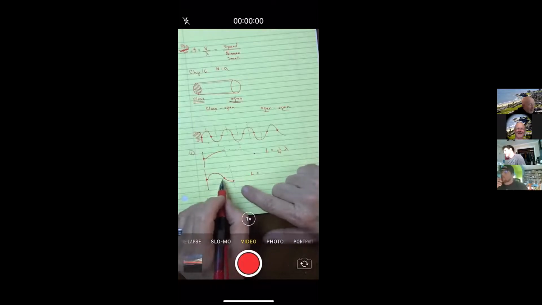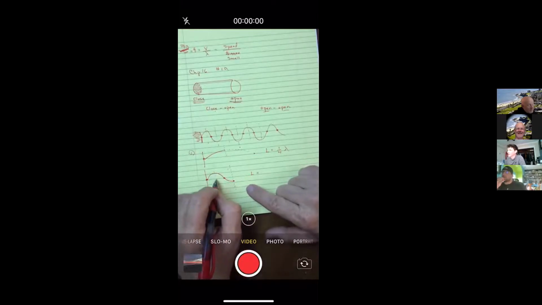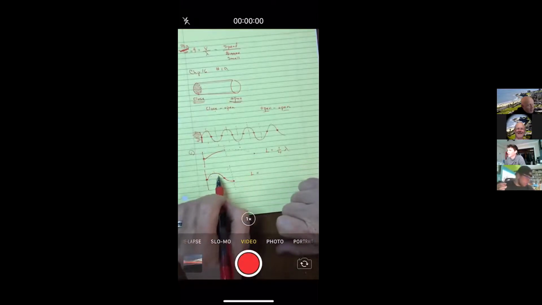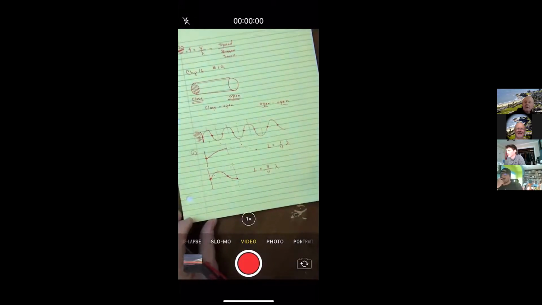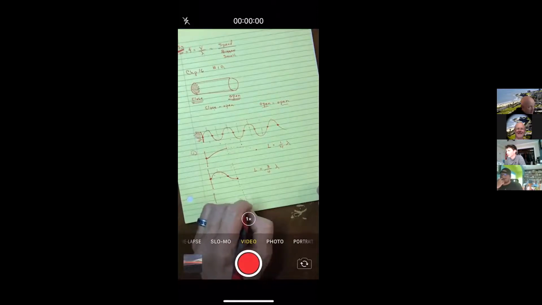I like to split the first hump in half and go 1/4, 2/4, 3/4. Okay, 3/4 of a wavelength. And this is very visual, so that's why I'm trying to draw these pictures. If you don't see the visual picture, you can't do the math.